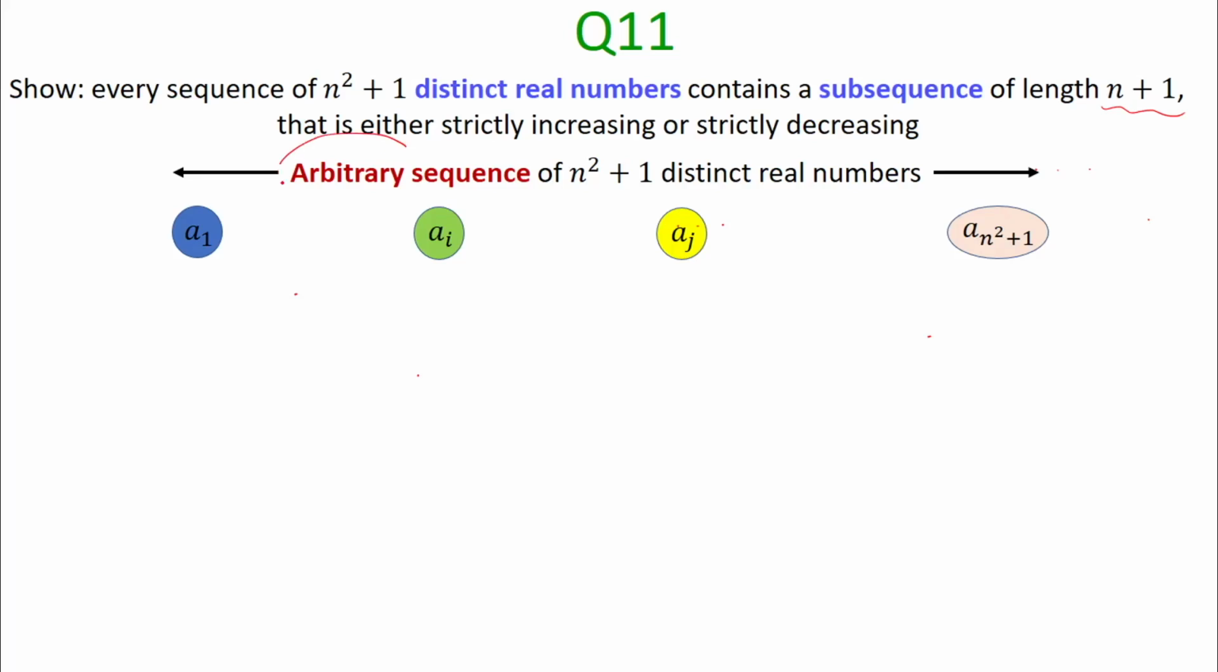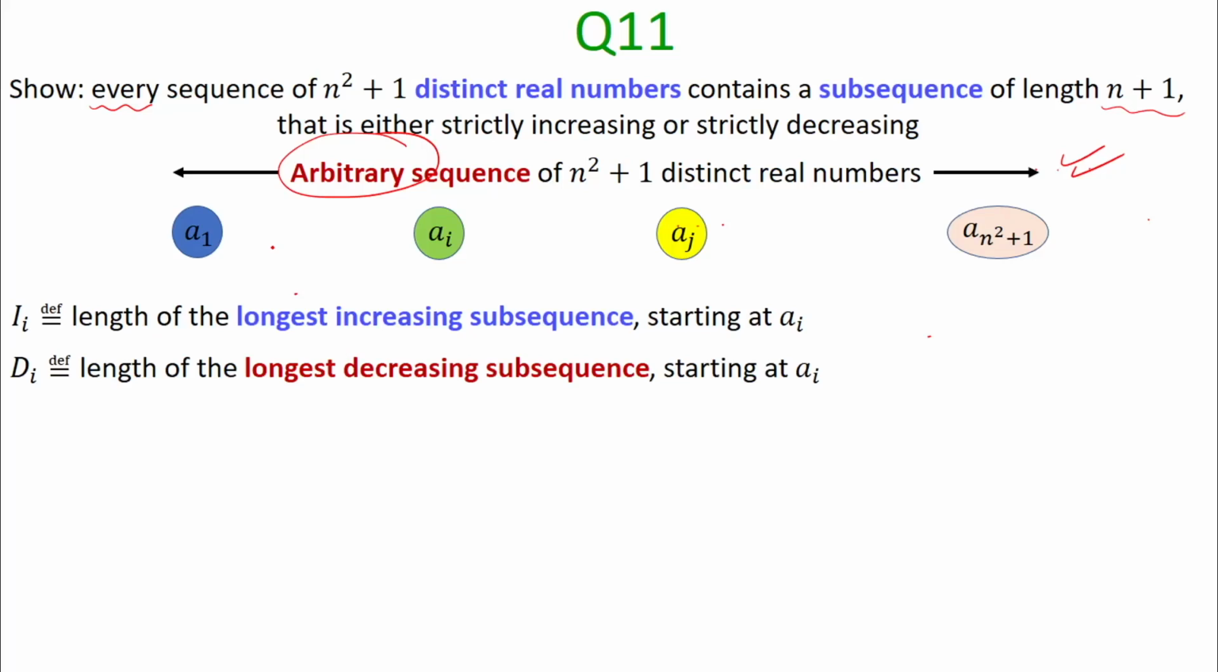Why am I taking an arbitrary sequence here? Because I want to prove this statement for every sequence. So this is a universally quantified statement, and to prove a universally quantified statement, I can use the universal generalization principle by proving that the statement is true for some arbitrary element of the domain. My domain here is the set of all possible sequences of n square plus 1 distinct real numbers. I am just taking one candidate element from that domain arbitrarily. I don't know the exact values of a1, ai, aj, a of n square plus 1. To prove this statement, I will use the pigeonhole principle along with proof by contradiction.